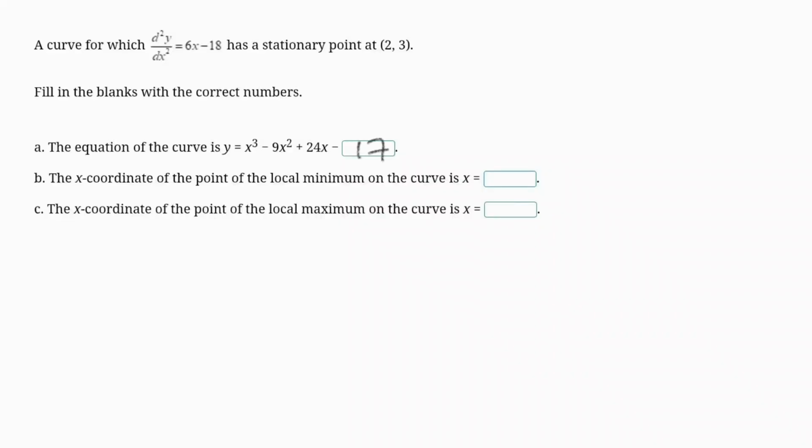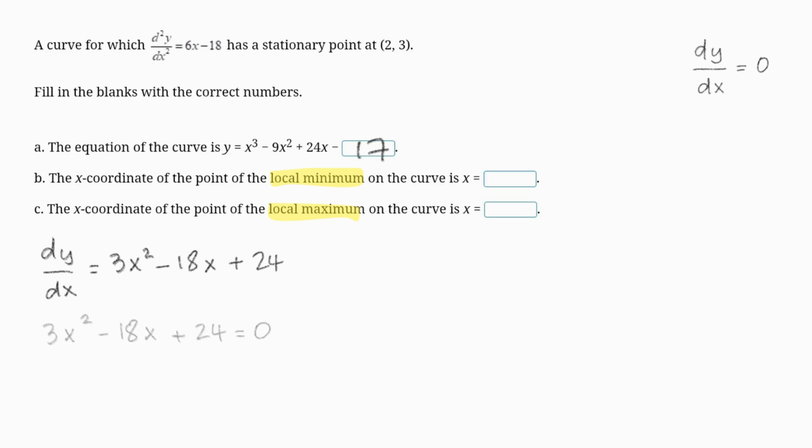Now, let's start with part B and C, where we are going to identify our local minimum and maximum. So, how do we find the local minimum and maximum? We usually look at where the gradient is 0. We already know that the first derivative is what identifies the gradient, and we usually set it to 0 and solve for x. So, dy over dx equals 3x squared minus 18x plus 24 equals 0.